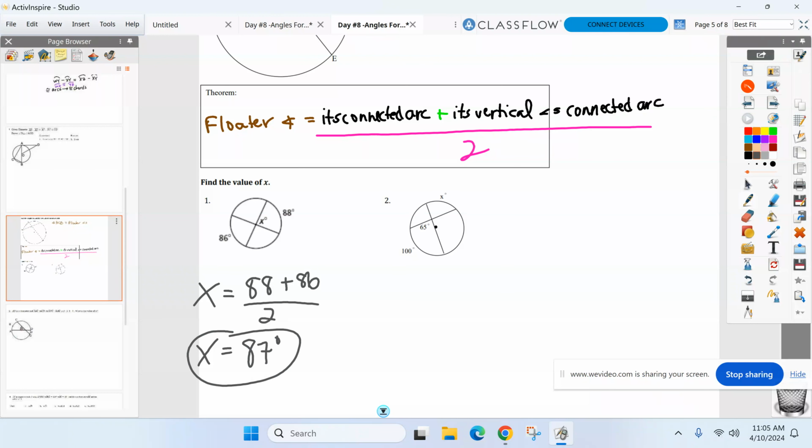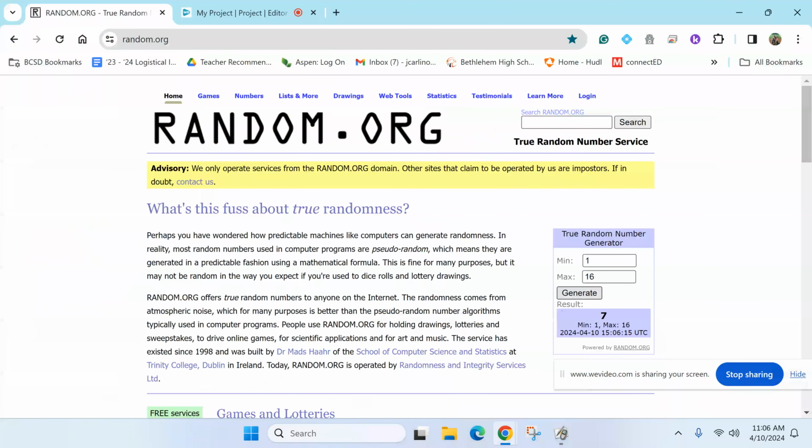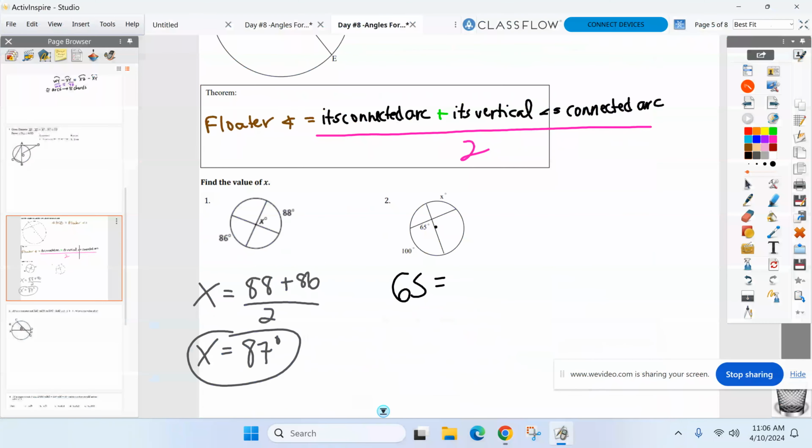Sometimes I'll give you the floater and ask for the arc in return instead. So everyone sees 65, floater, not central, not inscribed, definite floater. So I say now 65 equals, the floater angle equals, name the arc it's connected to. 100. First time that number's on some of your papers all year, huh? Coming strong.